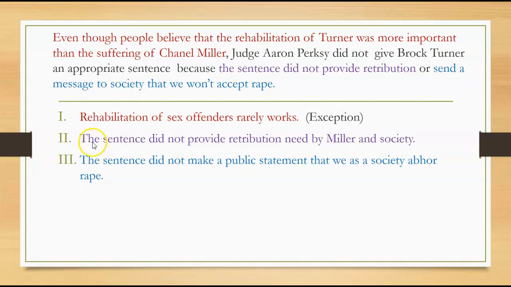The second one, I would say the sentence did not provide retribution needed by Miller and society. And then the last one, the sentence did not make a public statement that we as society abhor rape. Now, keep in mind that they're following the order here. And this is a PIE paragraph, and these will be two C paragraphs.